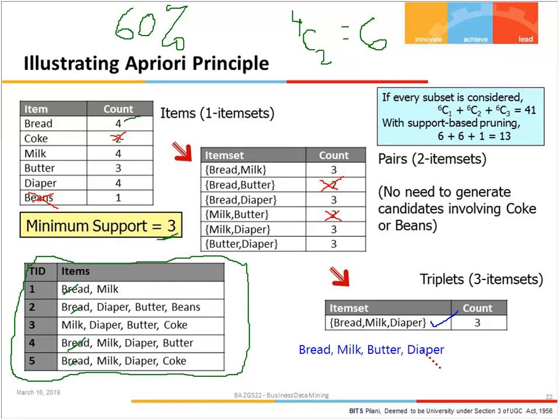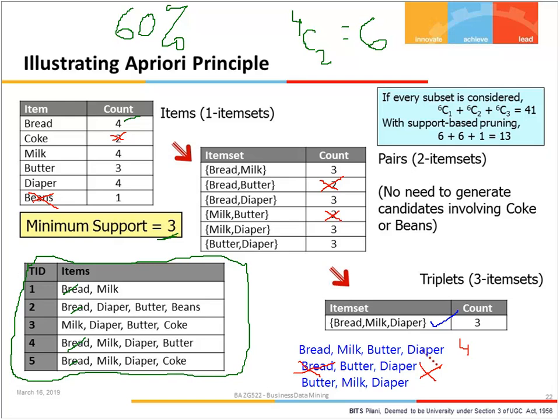Now let us see whether we should find the support count for these. We will avoid this one because it is of size 4. Now let's look at the others. Bread butter diaper: bread butter has a support of only 2, so bread butter diaper can never have the minimum support required. So we can eliminate this. We do not need to count the support for bread butter diaper. Now let's look at milk butter diaper.